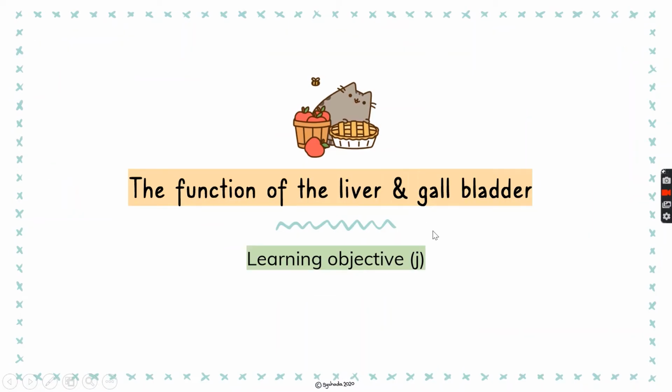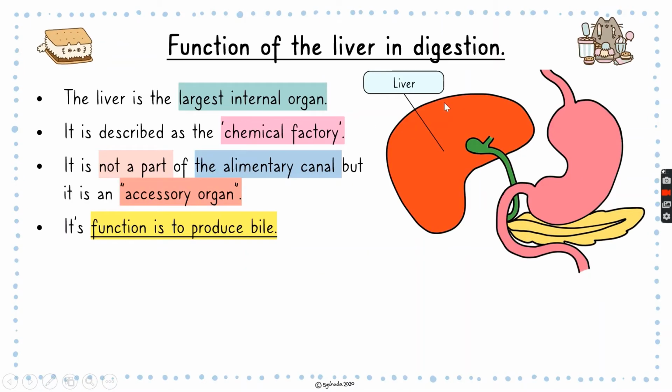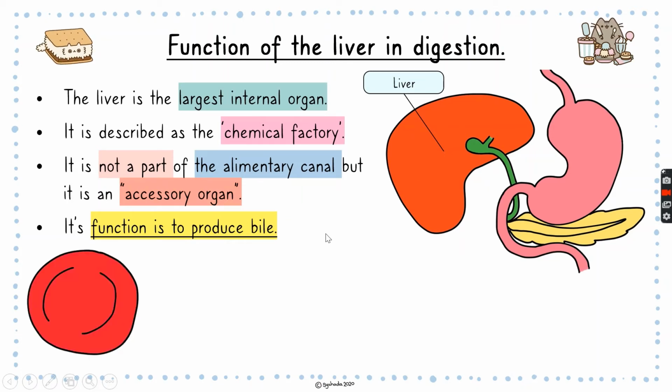Now let's look into the function of the liver and the gallbladder. The liver is this big red part right here, and it is the largest internal organ. It is also described as the chemical factory. It's not part of the alimentary canal as well, because it is not part of this big tube, but instead it is an accessory organ. Its main function is to produce bile. In terms of the digestive system, the liver has many more important functions. That's why it's called a chemical factory.